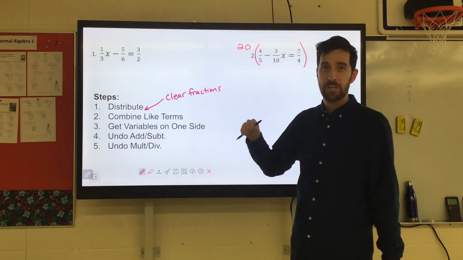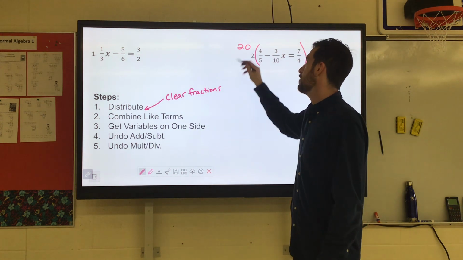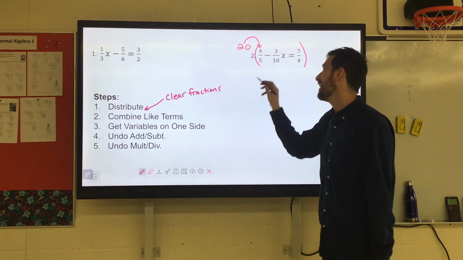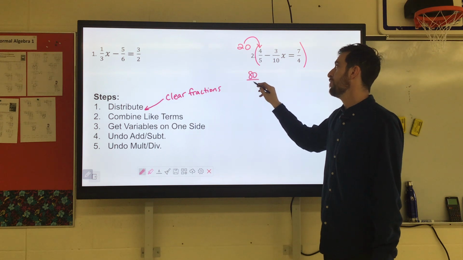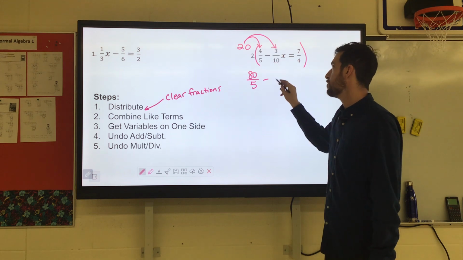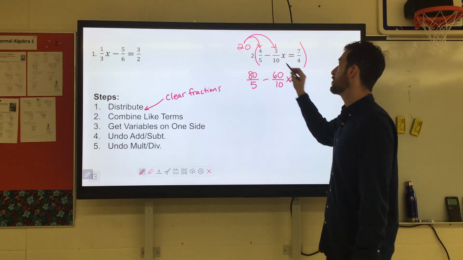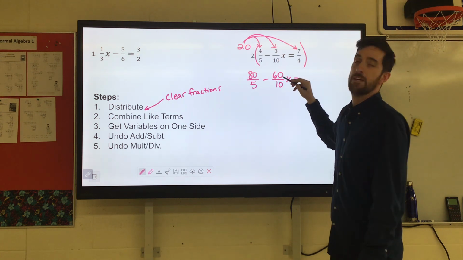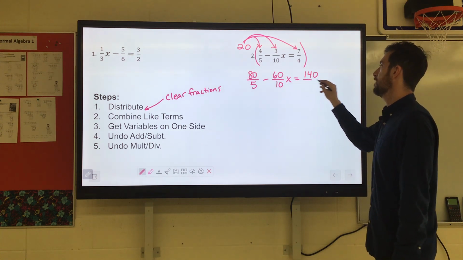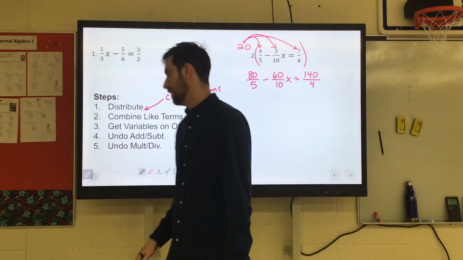Now remember, if you're multiplying a whole number by a fraction, you multiply it up in the numerator. So we're doing 20 times 4. 20 times 4, easy, 80. So we have 80 over 5. Unbelievable. 20 times 3, oh, that's 60. So we have 60 over 10. x equals 20 times 7, I know 2 times 7 is 14, so 20 times 7 would be 140 over 4. Now we're going to divide these, and all the fractions are going to cancel out.